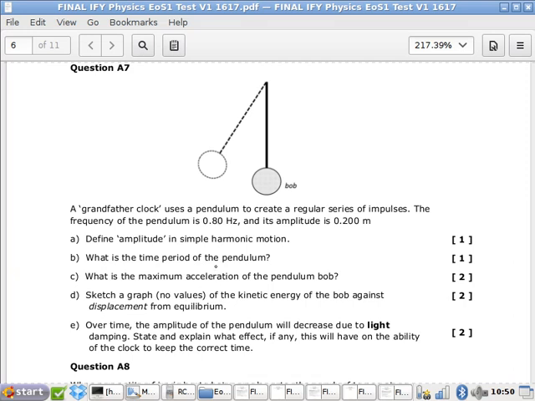1 mark. What is the maximum acceleration? The acceleration equals minus omega squared x. The biggest x can be is A, the amplitude here. We know the amplitude already, we just need the omega, but what's the formula for omega? 2 pi f, or 2 pi over T. Remember we have to sketch the energy graph: the potential energy goes like this, and the kinetic energy goes like that, and so on.